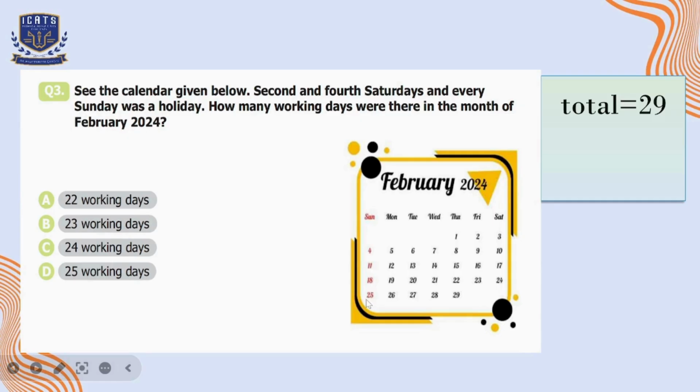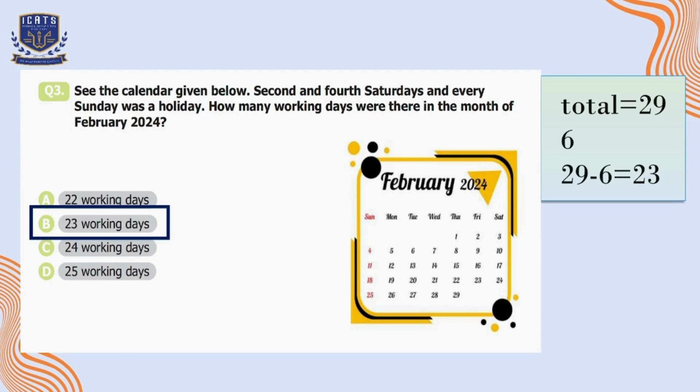So 4 holidays of Sunday and then 2 more, total is equal to 6. Now if we subtract the number of holidays out of total, which is 29, the answer is 23. So we can say that there are 23 working days in the month of February 2024. So it means our option B is our correct option here.